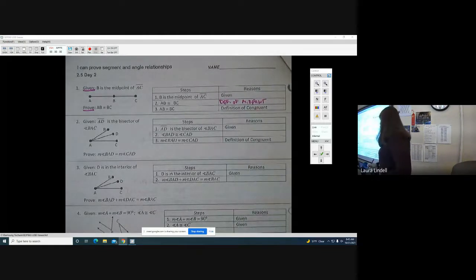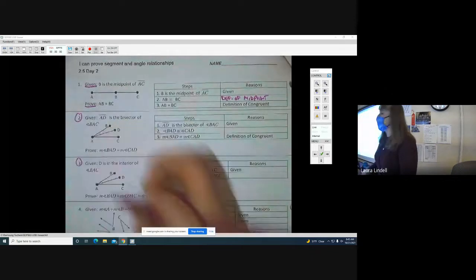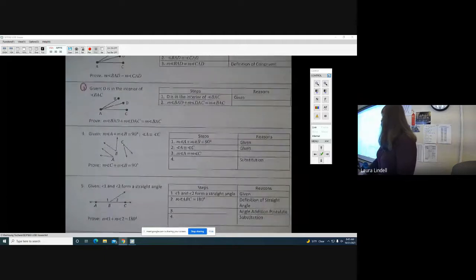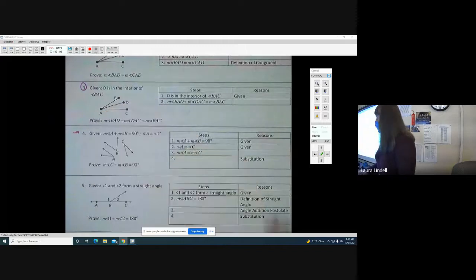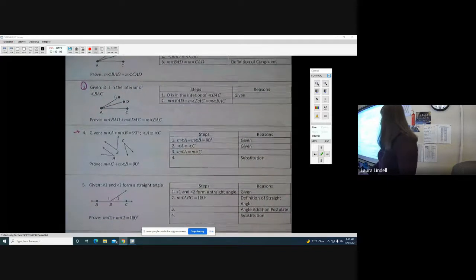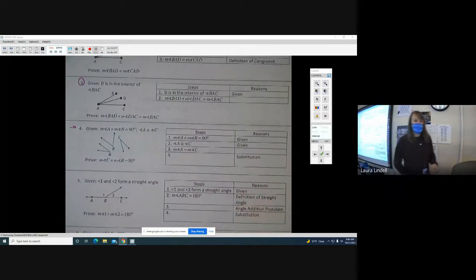All right. Let's see. 2 and 3 will be part of your homework tonight. We're going to skip down to number 4. Go ahead and try number 4 now. You've got 2 things to fill in. See if you can fill in both of those. So 2 and 3 are going to be part of your homework that you'll do on your own. Try number 4 now, and we'll check that one together.